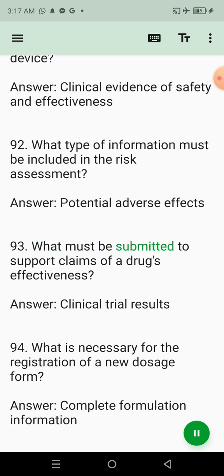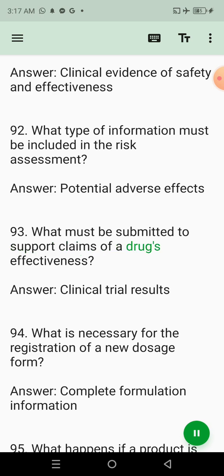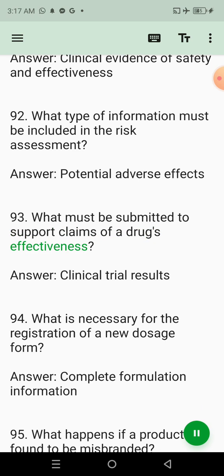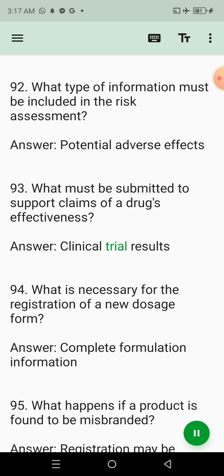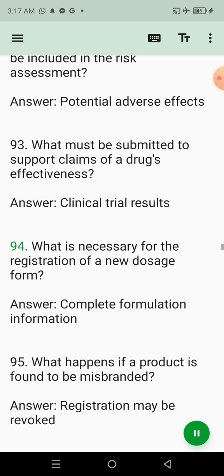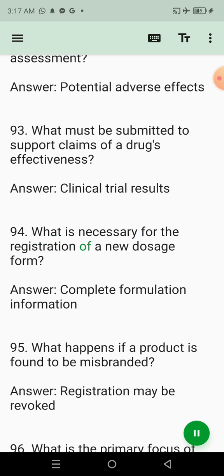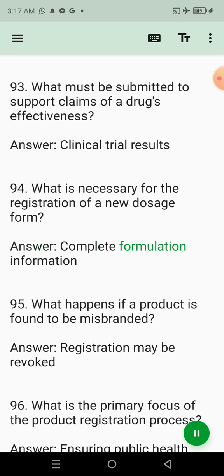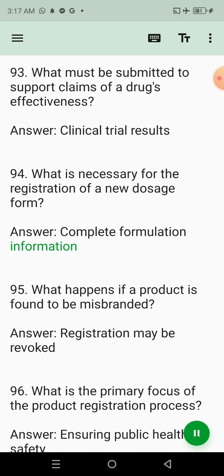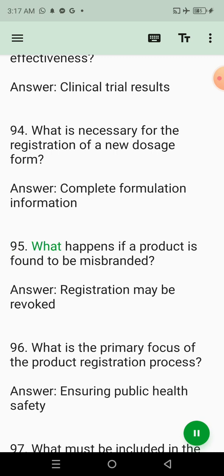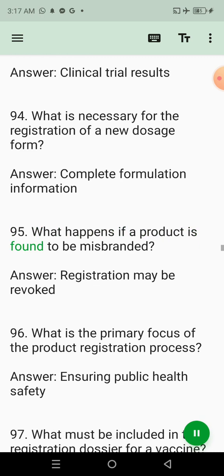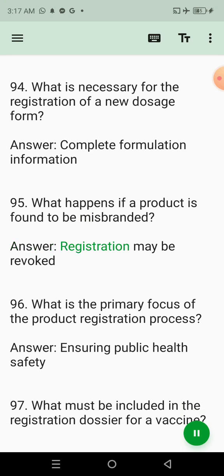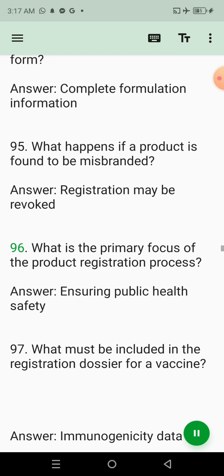93. What must be submitted to support claims of a drug's effectiveness? Answer: clinical trial results. 94. What is necessary for the registration of a new dosage form? Answer: complete formulation information. 95. What happens if a product is found to be misbranded? Answer: registration may be revoked.